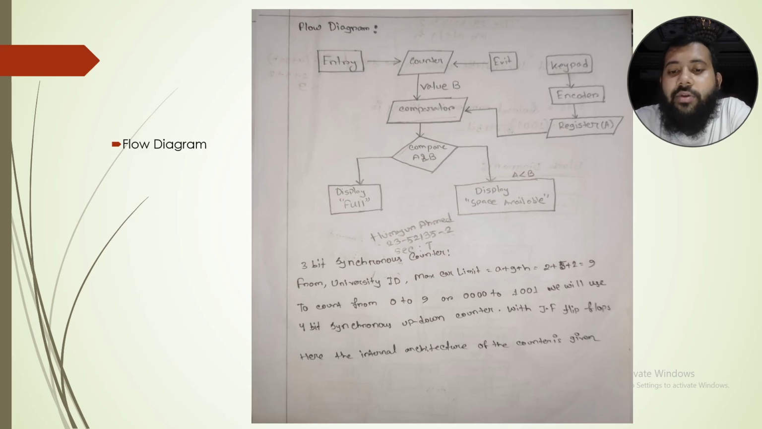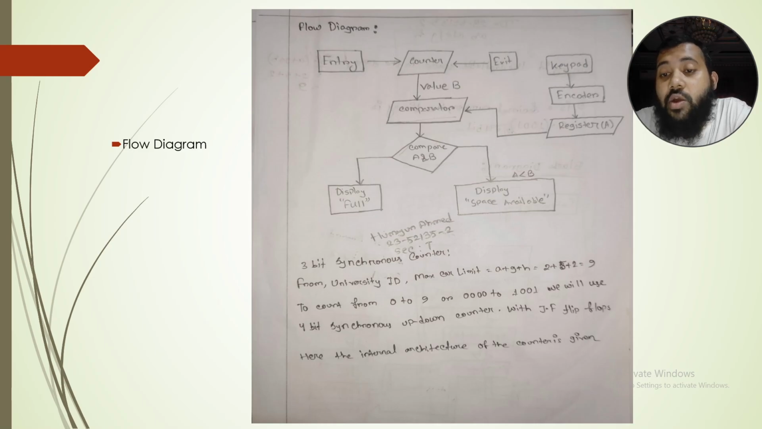After that I will discuss the flow diagram. The processing begins when either the entry or exit sensor is triggered. Based on the sensor input, the counter is incremented for entry and decremented for exit. The counter output is stored temporarily in register A, which is the live count of vehicles. Then the user-defined maximum parking capacity is set via keypad and stored in register B.